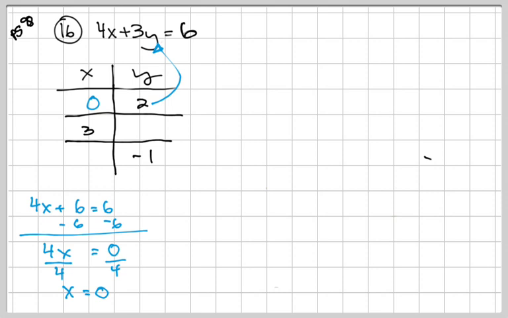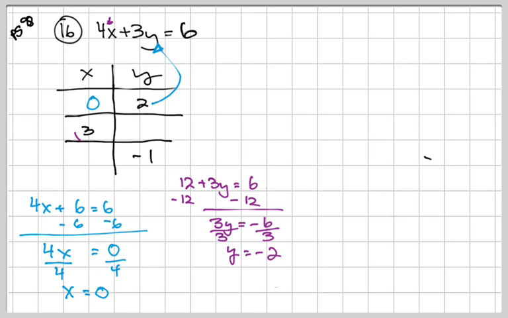Okay, that's our first point. Let's take a look at the next point. The next point, x is given. So we're replacing the x here with 3. 4 times 3 is 12, plus 3y equals 6. So then you subtract 12. 3y equals -6. Divide by 3. Y is equal to -2. So the y-coordinate of our second point is -2.